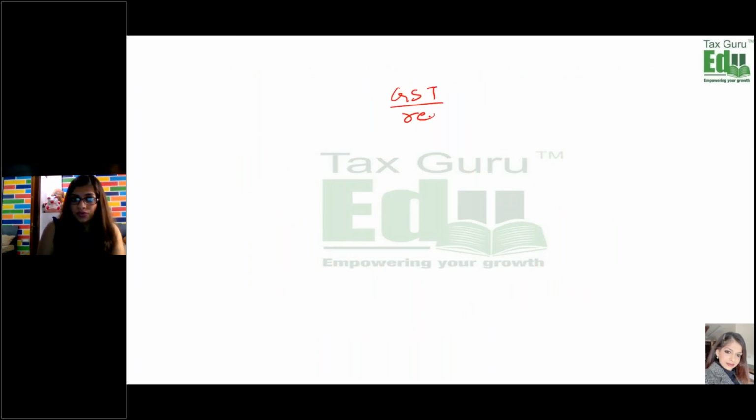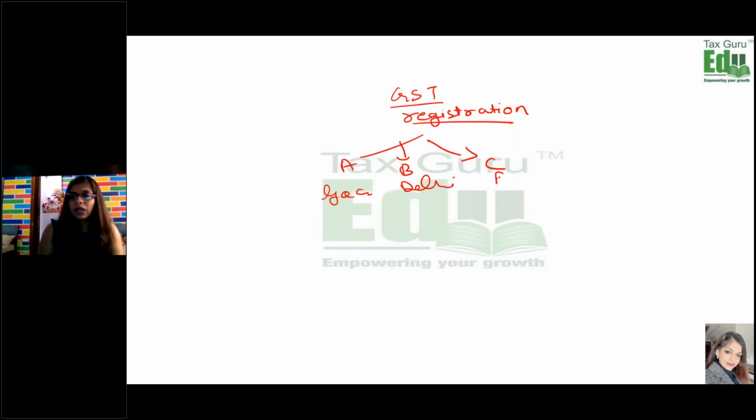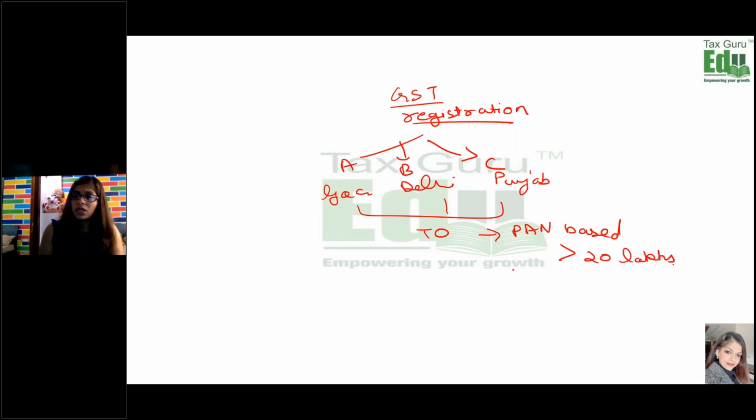The basic concept says, if you have 3 units all over India, in 3 states, Goa, Delhi, Punjab, I'll see your turnover pan-India based. This we have discussed in the last class. My pan-India turnover is more than 20 lakhs. I'm liable to register. So when I'm liable to register, I have to register all my places. I cannot say that this place has a turnover of less than 20 lakhs, so I won't get registered. I have to get all my places registered.